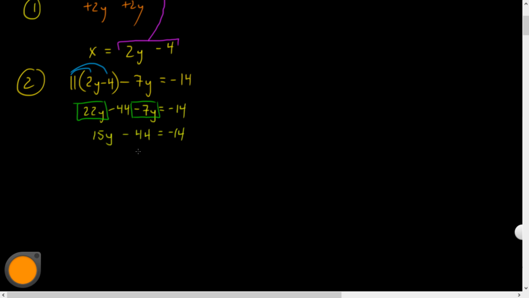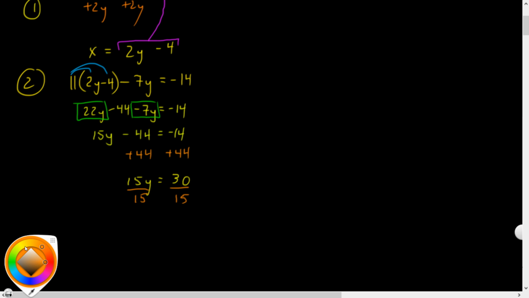So to get y by itself, I will add 44 to both sides. Now, you technically could have done this problem 3 other ways using substitution. So you didn't necessarily have to do it this way. This is just the easy way. Divide both sides by 15, and I will get y equals 2.